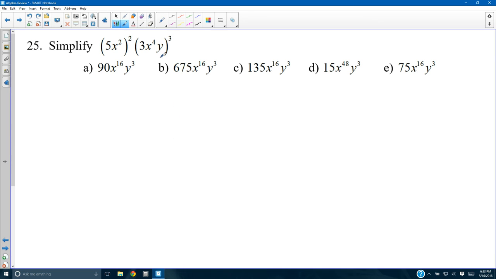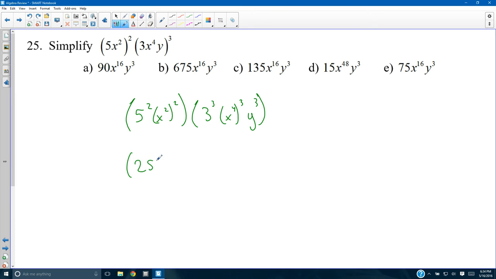Number 25, simplify. Okay. This quantity is being squared. This quantity is being cubed. Let's get those out of there first, out of that squared and cubed, by squaring and cubing each individual part. So 5x squared quantity squared is 5 squared times x squared squared times 3 cubed times x to the 4th cubed times y cubed, like that. Oh, that's a lot. 5 squared is 25. X squared squared is x to the 4th. 3 cubed is 27. X to the 4th cubed is 4 times 3, so that's 12, x to the 12th, and y cubed is y cubed.